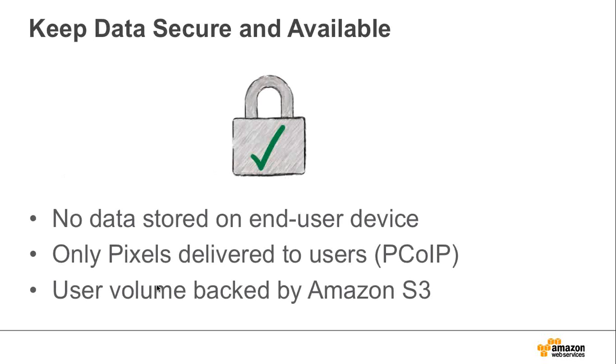We also make it easy to keep data secure and available. So we use the PC over IP protocol for Workspaces, which means that only pixels are delivered to end users. Unless you choose otherwise, data isn't stored on end user devices. So you can make sure and set your policies to keep data in your on-premises data centers or in the AWS cloud. And then we also back the user volume to Amazon S3 to make sure that that data is going to be available in the case of any underlying hardware issues and so on.